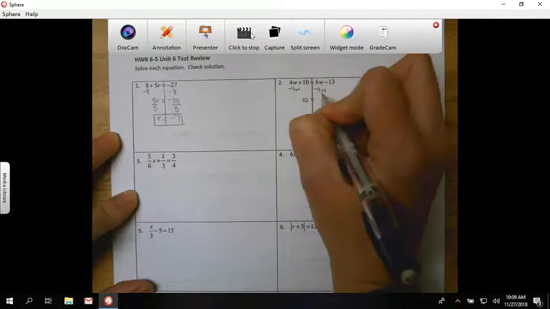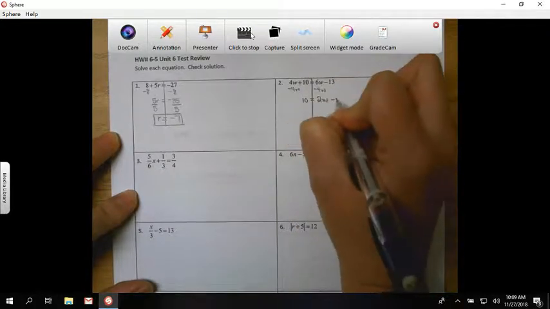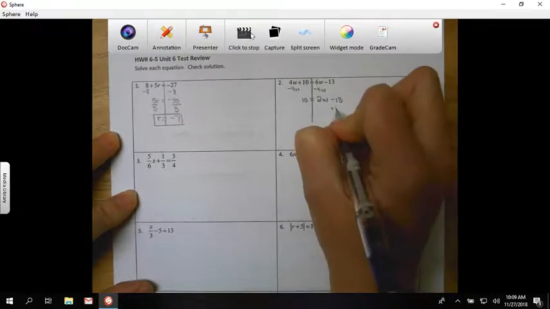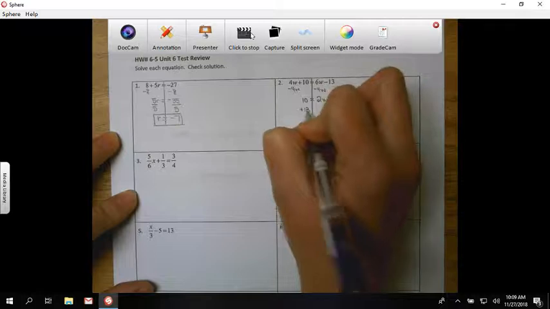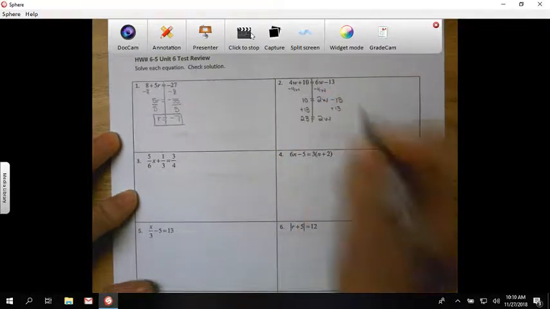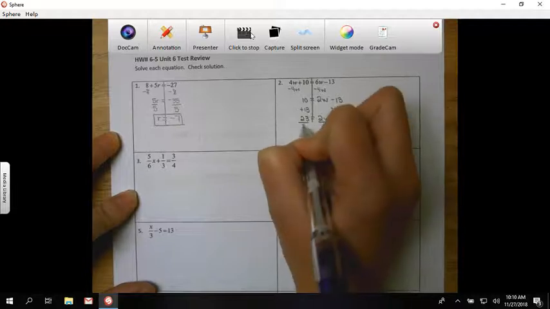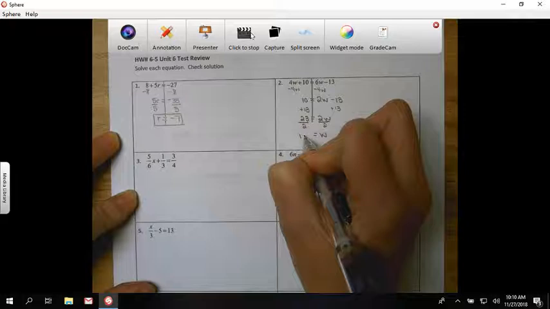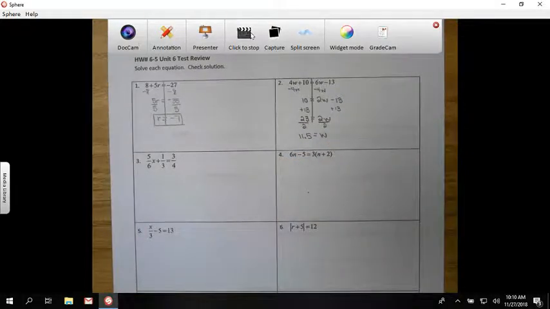So 6w minus 4w is going to give me 2w. Now I still have this negative 13 right here. I'm going to go ahead and add that to the other side. So I get 23 equals 2w. So then my last step will be to divide by 2. And I get 11.5? You can leave it as 23 over 2 if you want, but if you would rather change that into a fraction, you may do that. Into a decimal, you may do that also.